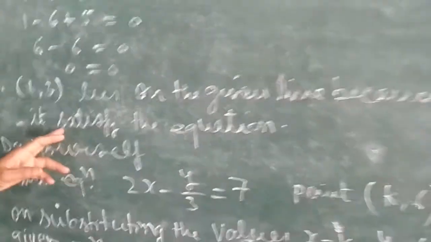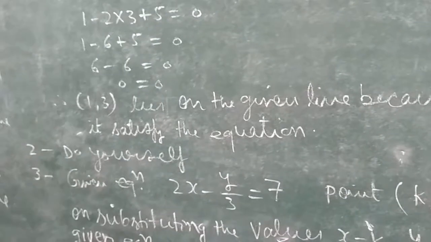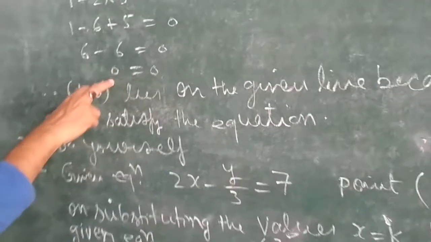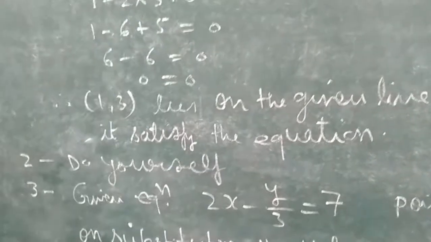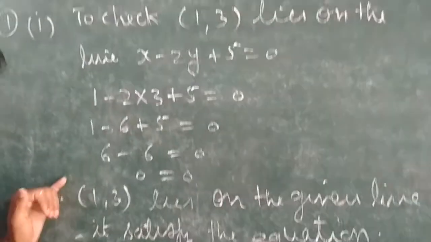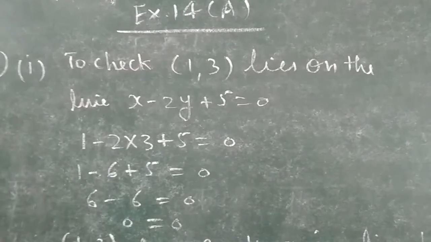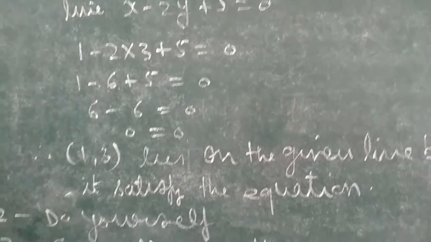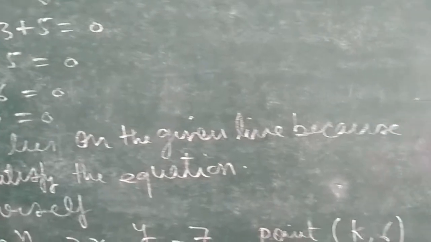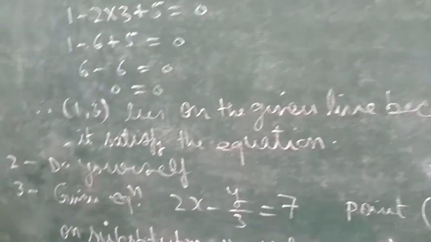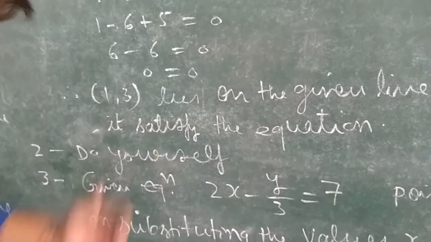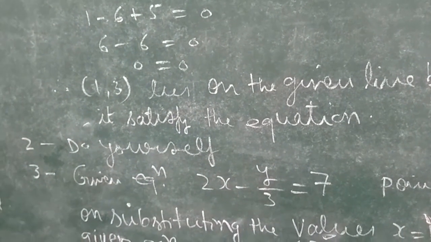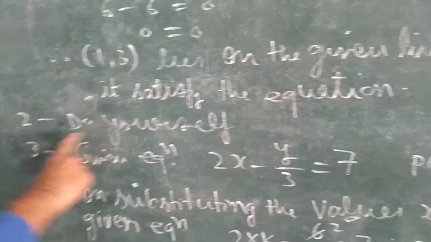So it is clear. In the other part also you will apply the same method, and you can do it yourself. If the left hand side and right hand side are coming the same, then and only then you can say that the given point satisfies the equation. Otherwise, if both sides are not equal, then you can't say that the point satisfies the equation, and in that case you will say that the given point does not lie on the line. Now question number 2, you have to do it yourself.